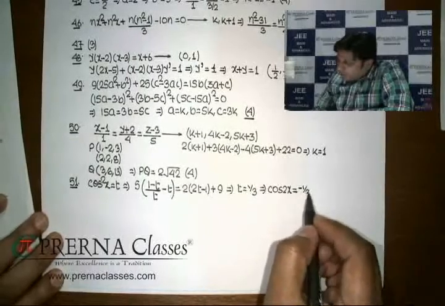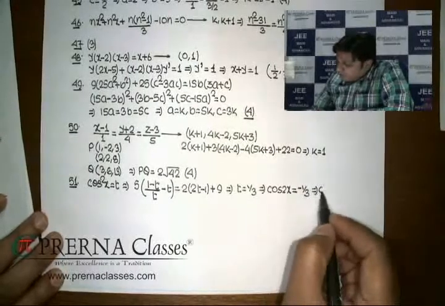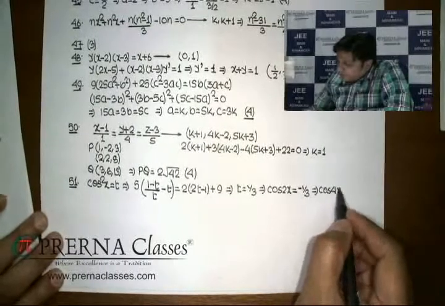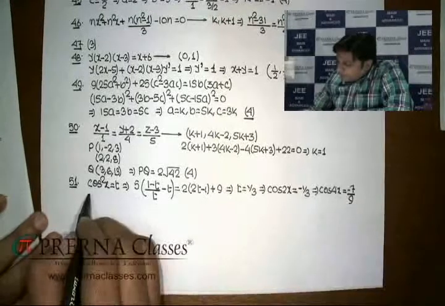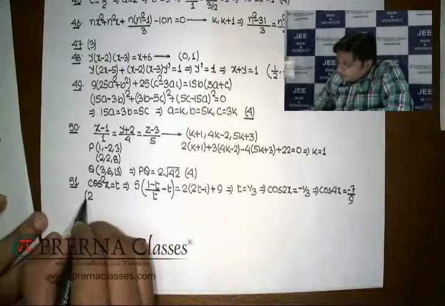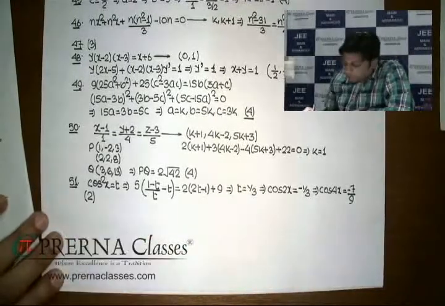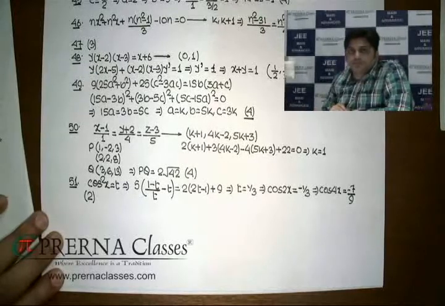Solving this equation, we will be getting t's value as 1/3, and therefore cos 2x, which is 2 cos square x - 1, will turn out to be -1/3, and therefore cos 4x will turn out to be -7/9, in which case option 2 is the correct answer for this question.